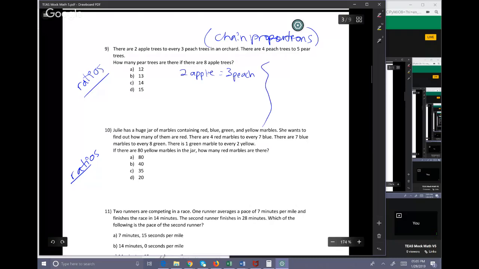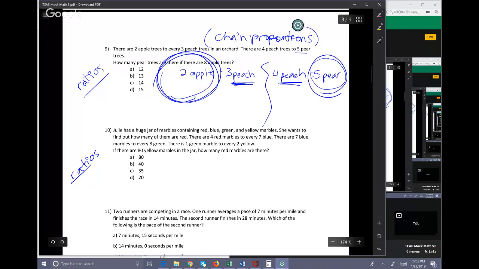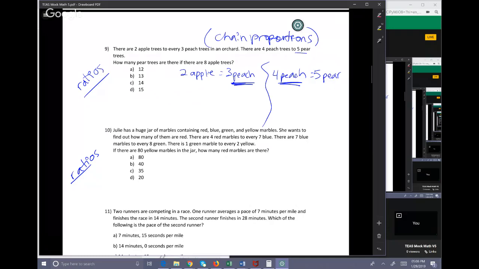And then separately, if there are 4 peach trees, so this one picks up where this one leaves off, then there are 5 pear trees. What's hard about this is usually they're going to give you a quantity of pear trees and ask you for apple, or vice versa. They're going to give you a quantity of apple and ask you for pear. You cannot go directly from apple to pear. We have no idea what the correspondence is between those. There's also no shortcut to that.